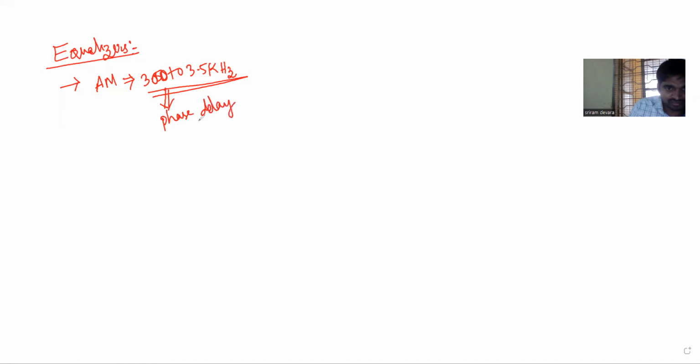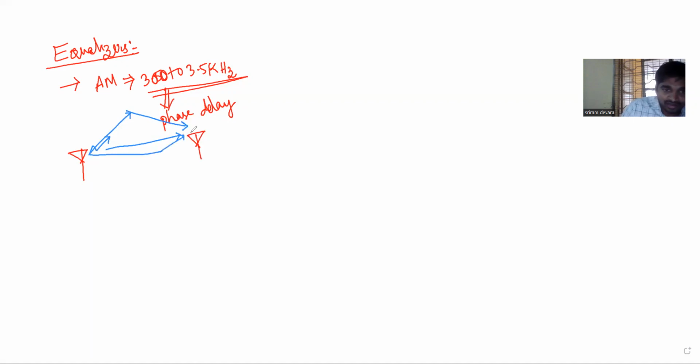Phase delay means what? See, let us take this is a transmitter and here is a receiver. The transmitter transmits the signal into the air, and it has to travel to the receiving antenna in different directions. Why? Because the electromagnetic signal is divergent in nature, not convergent. So some signal will travel like this and be reflected by the atmosphere, and then it reaches here. And some signal will travel like this and this.